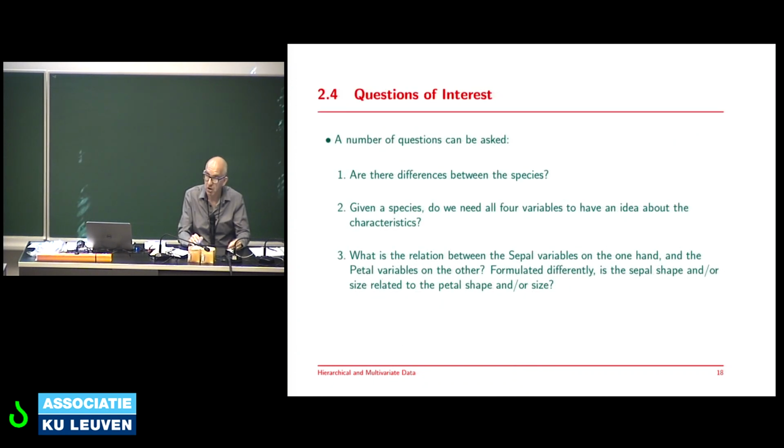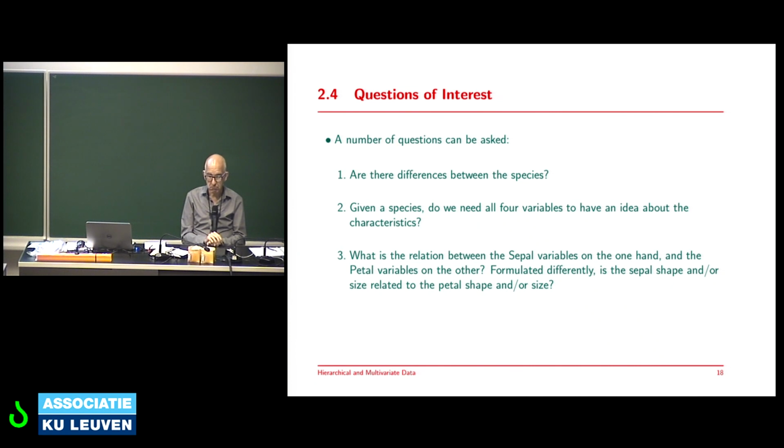And later is now, because what questions can I ask indeed? Are there differences between species? Yeah, we were looking at that, we do see them. But of course, how do I best see them? And are they significant? I may want to do tests for that. Given a species, do we need all four variables to have an idea about the characteristics? So how can I characterize a species? It's not because I measure 75 variables, it's only 4 here, but let me exaggerate. It's not because I measure 75 variables that I need all of them to see the difference best.